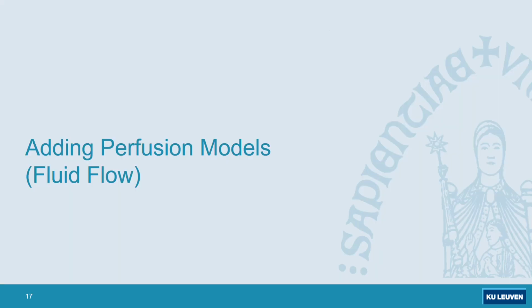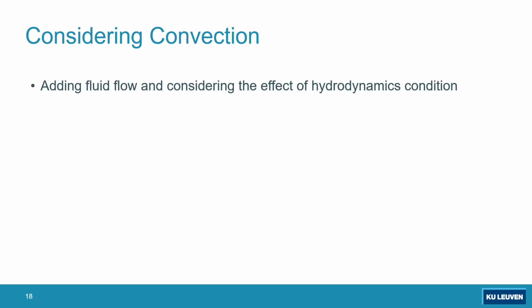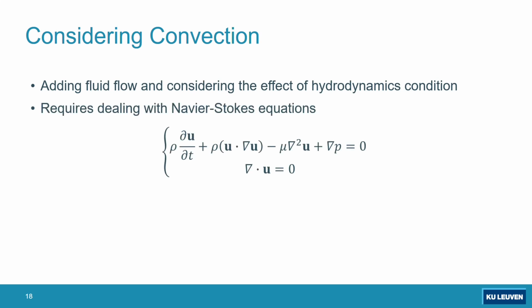And then we want to add perfusion, because this is very common in tissue engineering, to study something, because you need a continuous supply of materials and removal of waste, and that's why we need perfusion or fluid flow. So for considering convection, we need to add the effect of hydrodynamic conditions. And from the engineering perspective, it means that we need to add the Navier-Stokes equation to the whole workflow.